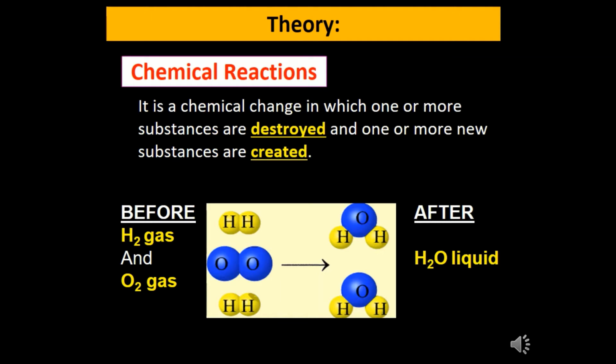If you look at the arrangement here, the arrangement on the left side is completely different from the arrangement on the right side. On the left side, the two hydrogens are together, and the two oxygens are together. But if you look at the right side, the two hydrogens are not even together.